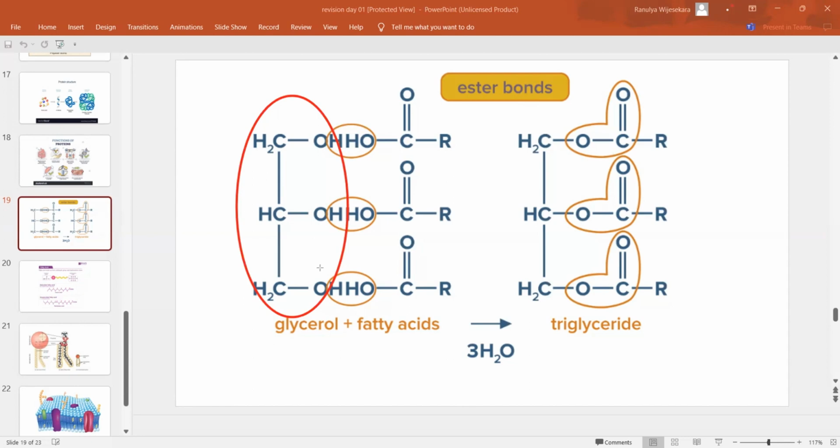Fatty acids means they are hydrocarbon chains. මේ R වලින් පෙන්නන්නේ hydrocarbon chain එක with a carboxyl group at its terminal. මෙතින් COOH එක තමයි carboxyl group. Fatty acid කියන්නේ ලොකු hydrocarbon, big hydrocarbon chain with a carboxyl group at its terminal.